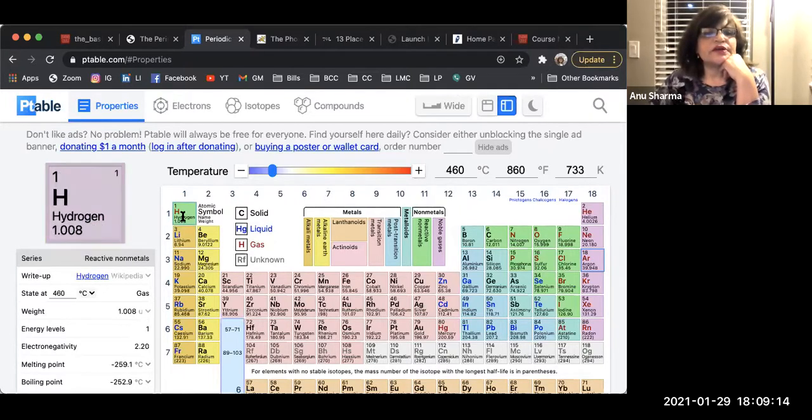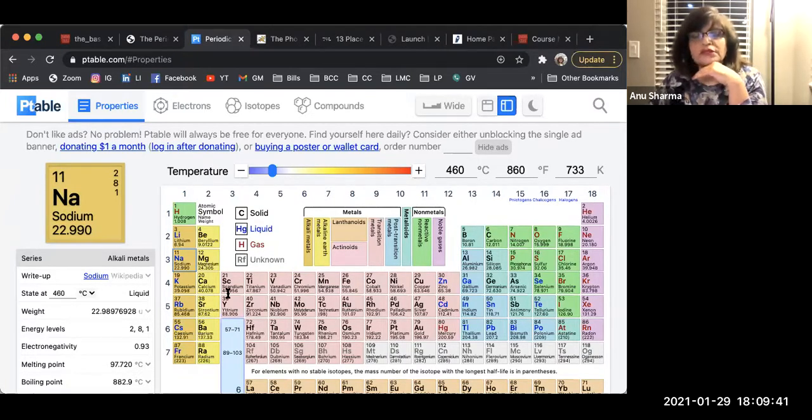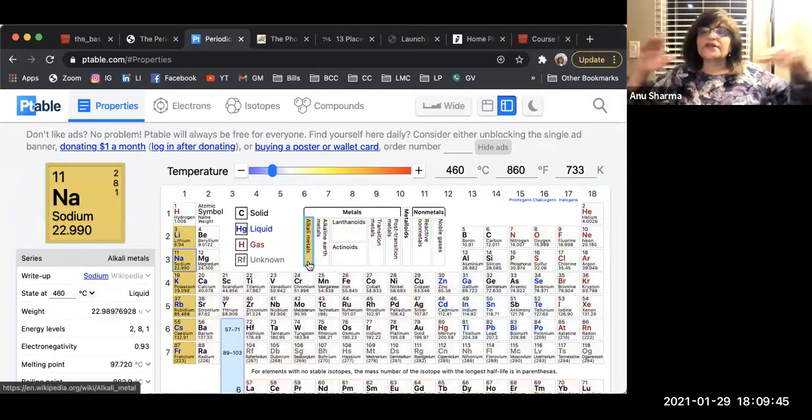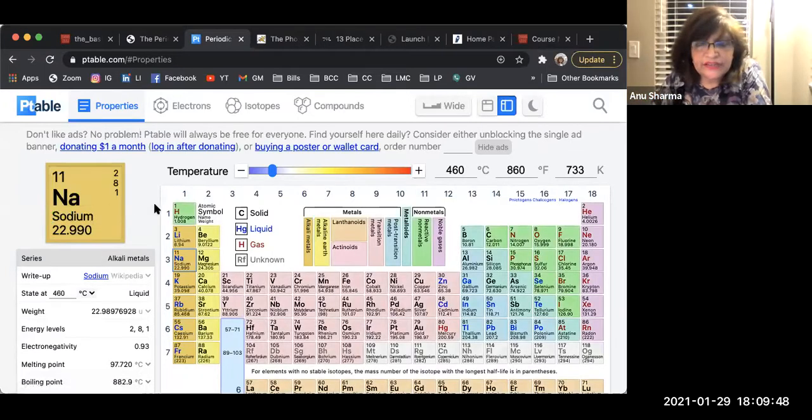Now, here's another thing. Look at this: hydrogen 1, helium 2, lithium 3, beryllium 4, boron 5, carbon 6, nitrogen 7, oxygen 8, fluorine 9, neon 10, and then. So there is a reason why we go all the way from 1 till 18 only, and why don't we keep going further? Why can't we put it in one straight line? There is a reason.